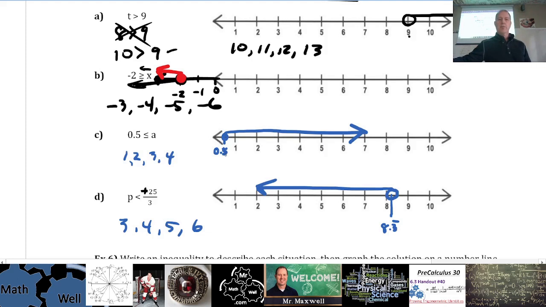So at 0.5, you want to put a solid dot because it's or equal to. And 0.5 is less than all of the answers that should be identified. So this should be the one that's furthest to the left. Or, like I say, you could read it from A. A is greater than or equal to 0.5. So the arrow should go to the right.